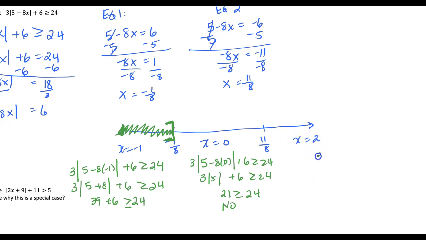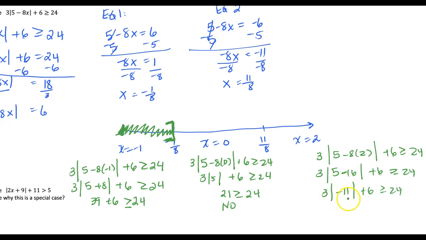And then looking at the third part of our number line, using x equals 2 as a test. So 3, absolute value of 5 minus 8 times 2, plus 6. Inside the absolute value, we have 5 minus 16. And then 5 minus 16 ends up being negative 11.